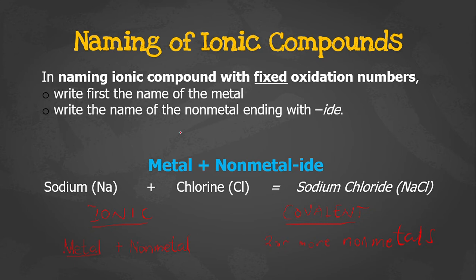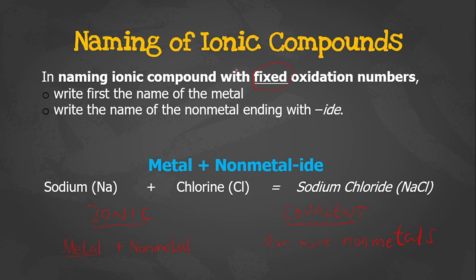kasi may iba't ibang types sa mga ionic compounds eh. Yung una, ito yung ionic compounds with metals that have fixed oxidation numbers. Tapos yung isa, yung ionic compounds with polyatomic ions. At yung pangatlo, yung ionic compounds with metals that have variable oxidation numbers. So, ito muna tayo sa merong fixed oxidation numbers ng metals.